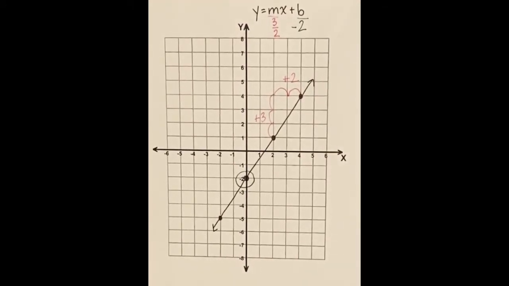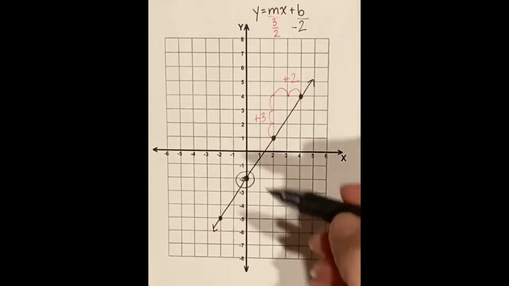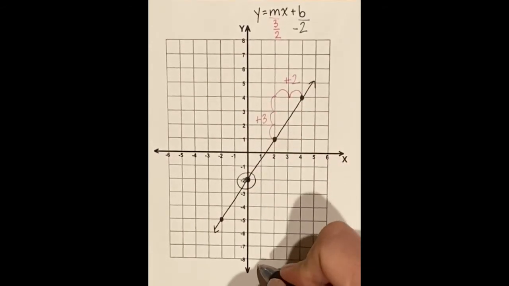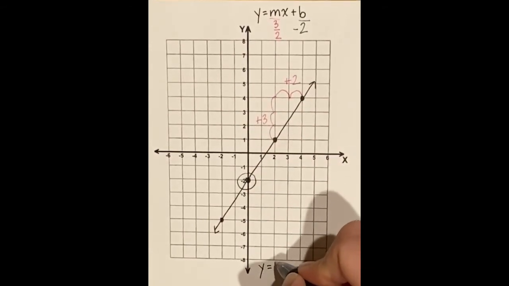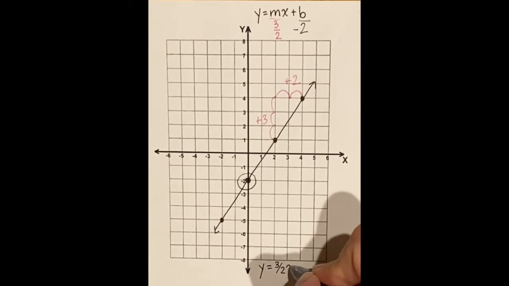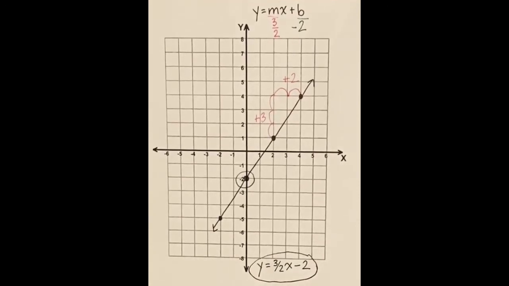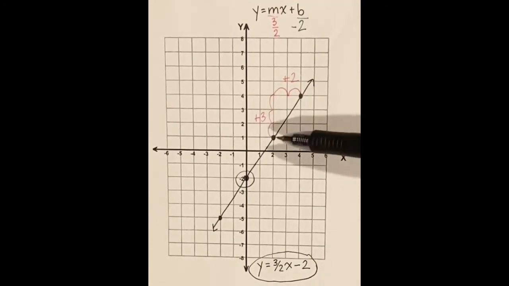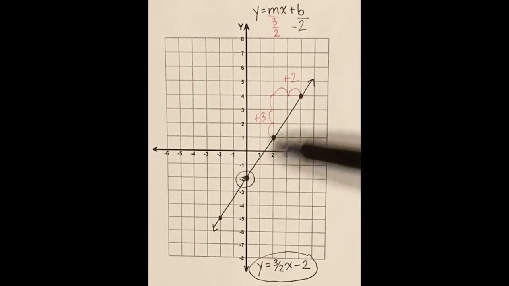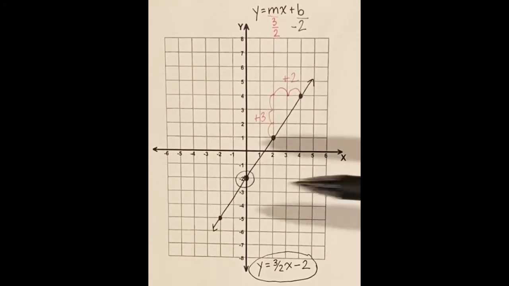So if I'm going to write my equation in slope-intercept form, I'm just going to plug in those values for m and b. So my final answer is going to be y is equal to 3/2 x minus 2. It shows my slope and it shows my y-intercept. Again, I counted my slope on the graph and I found my y-intercept of where it crossed the y-axis.